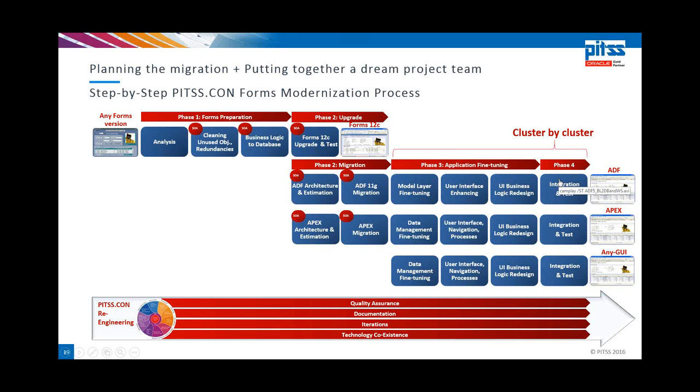The first design of this process was made more than 7 years ago. It has been applied in countless projects since then, and it's almost unchanged, as current now as it was then, with just minor adjustments, such as we don't have Forms 10G, we have 12C, and so on. But let's first discuss phases 1 and 2. Phase 1, forms preparation, analysis, cleaning, business logic. These are about simplifying. When we have complex forms, we want to reduce the complexity.